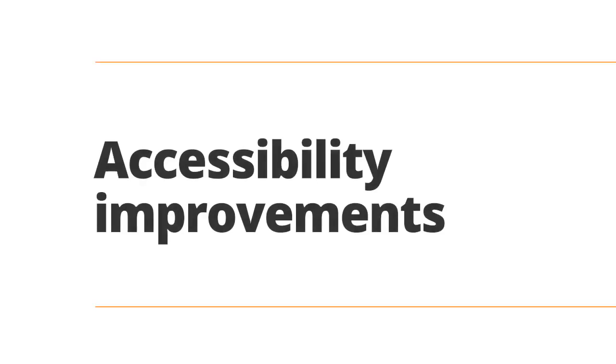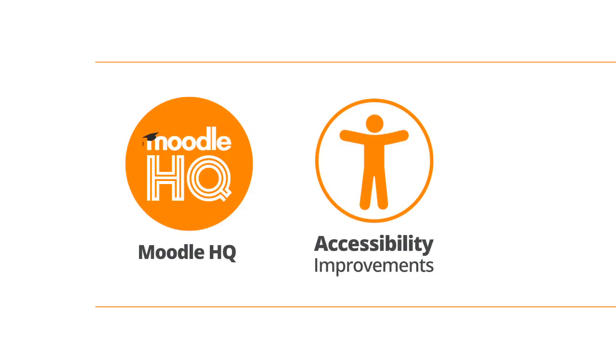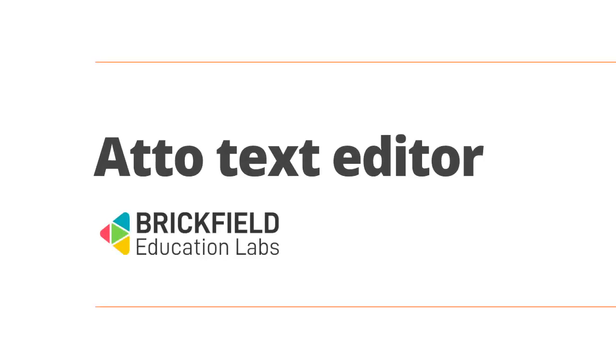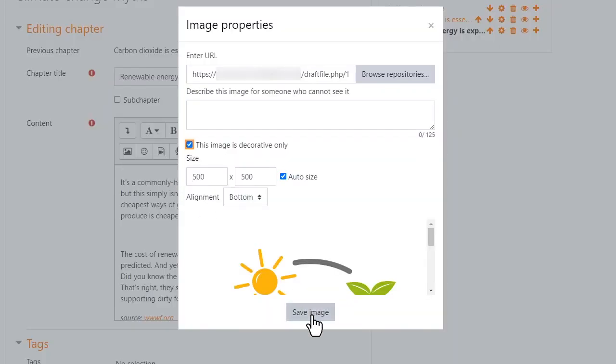Moodle 3.9 also sees a big focus on accessibility improvements. Moodle HQ has worked hard to improve accessibility on key Moodle pages following an external audit, and thanks to a collaboration with Brickfield Education Labs, we're introducing a number of improvements to the Atto text editor to make it easier to create accessible content in Moodle.